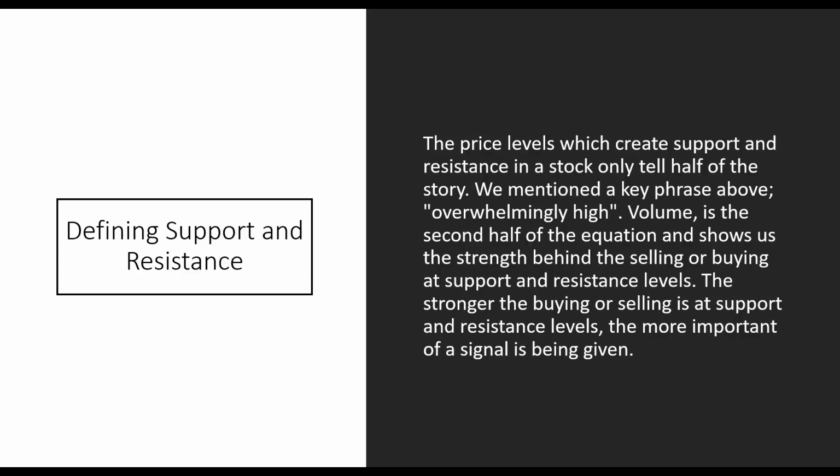So the price levels which create support and resistance in an asset only tell half the story. We mentioned a key phrase, overwhelmingly high. So volume is the second half of the equation and shows us the strength behind the buying and selling and support and resistance levels. So in other words, when we see gold, and I'm just using gold as a hypothetical, we could be talking about Bitcoin, we could be talking about General Electric, we could be talking about Amazon last week when Trump was talking about it.